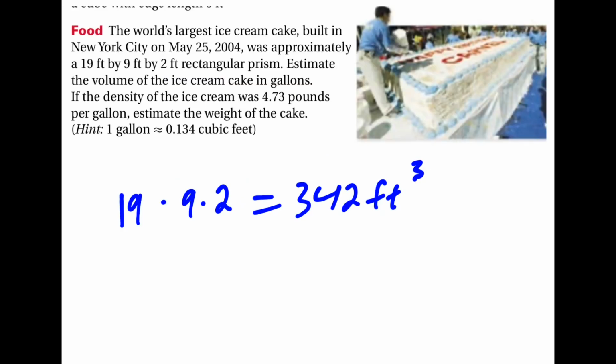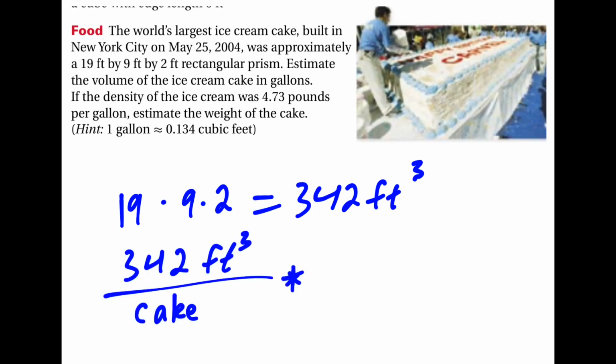So the ice cream cake takes a couple steps. The first one is to figure out the volume of the cake in feet. Then we're going to convert the units. Since we want to cancel out feet cubed, I'm going to put that on the bottom, 0.134 feet cubed. And that equals 1 gallon.